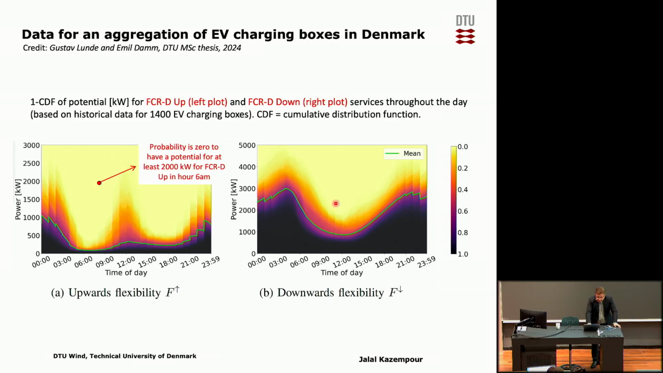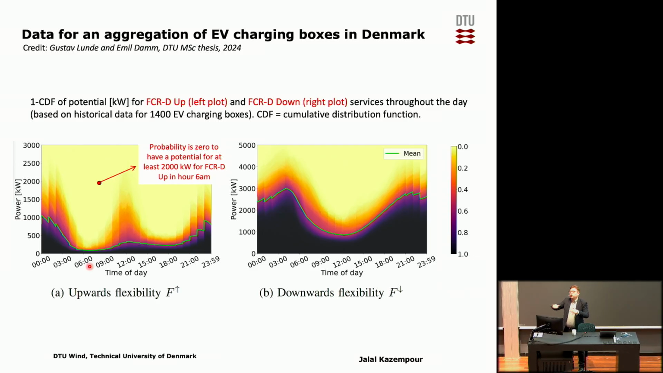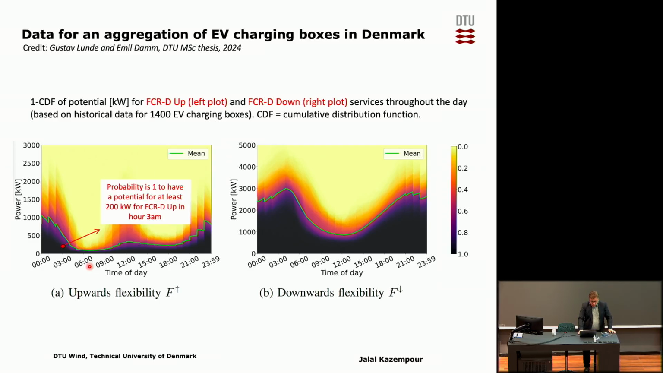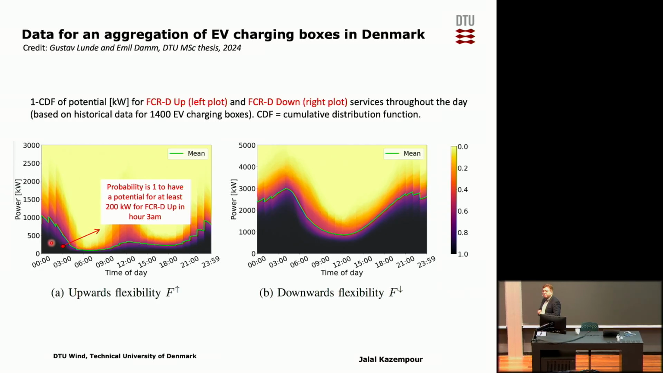So what does it mean? For example, this dot says that the probability is 0 to have a potential for at least 2,000 kilowatt FCRD up at 6 a.m. Remember, we got data for a year, so we can derive this CDF function, right? It's just data analysis. Or for example, the probability is 1, in the dark area, to have a potential for at least 200 kilowatt FCRD up at 3 a.m. That's what we got from all historical data.